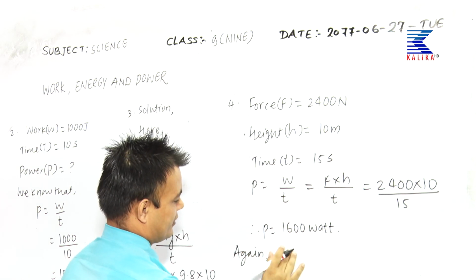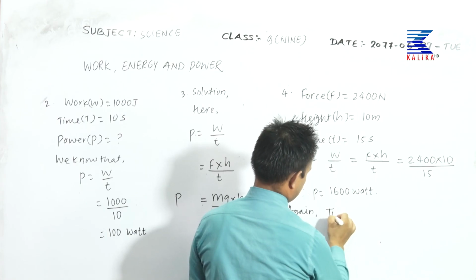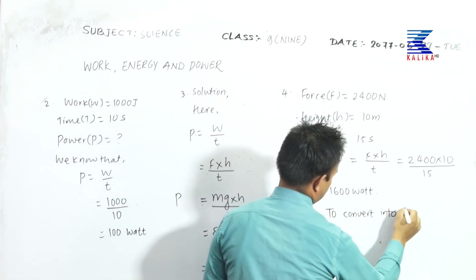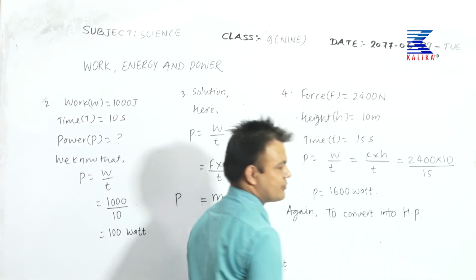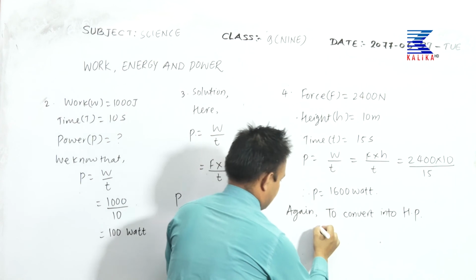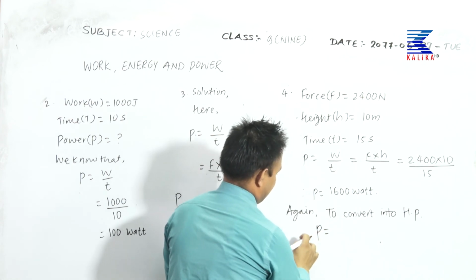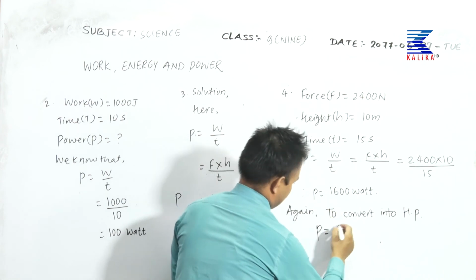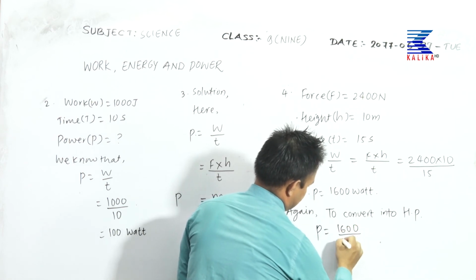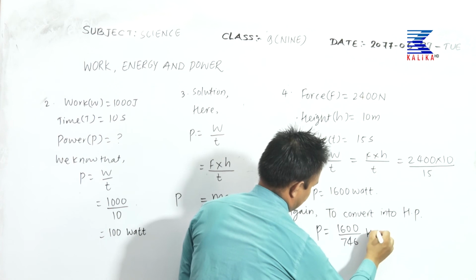Again, to convert into HP, horsepower, the question says find the value in HP. So this is the same. You can write P equal to 1600 divided by 746 HP.